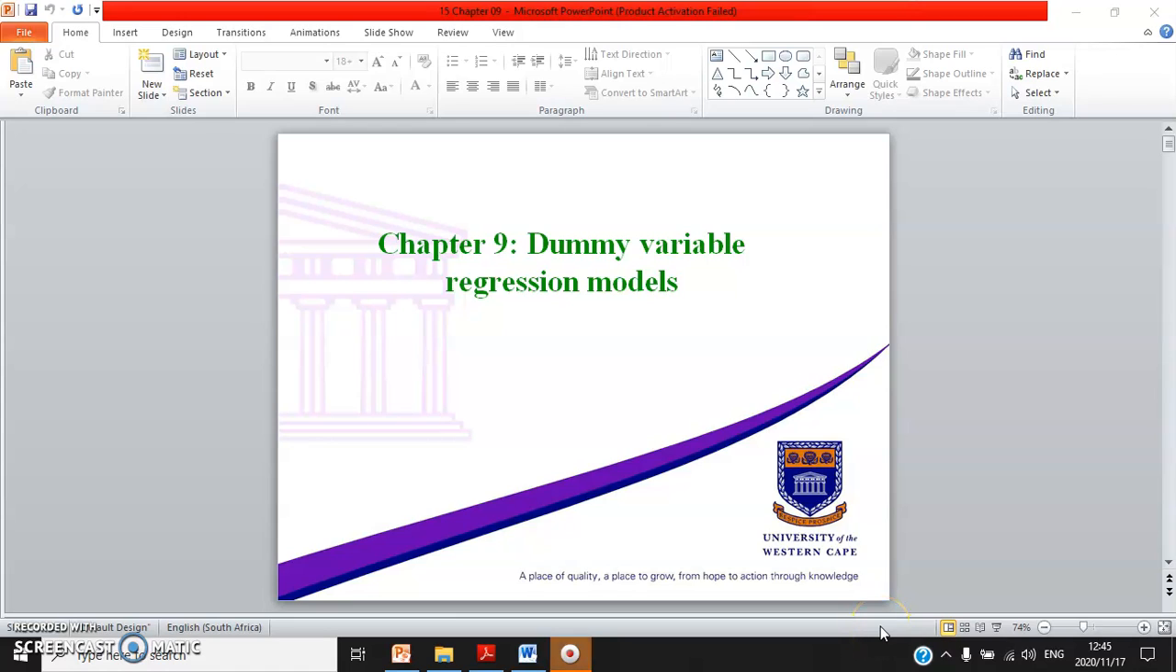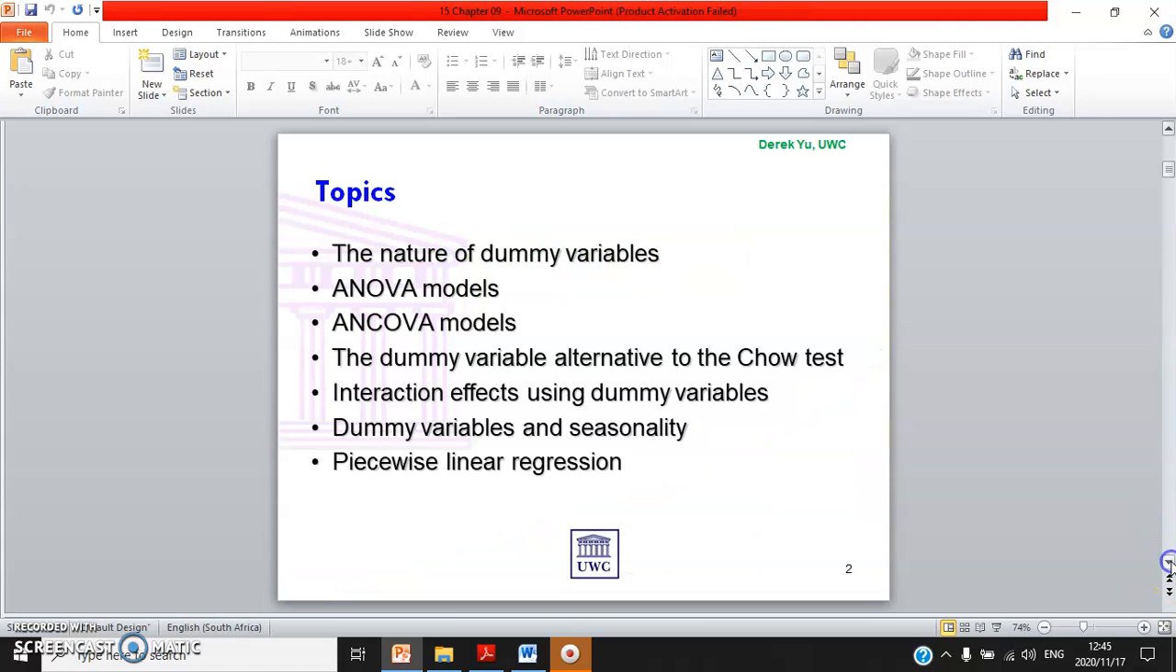Hello, ECO311. Now we move on to a very interesting chapter, dummy variable regression models, where we are dealing with some categorical explanatory variables, such as gender, race, area type, province.